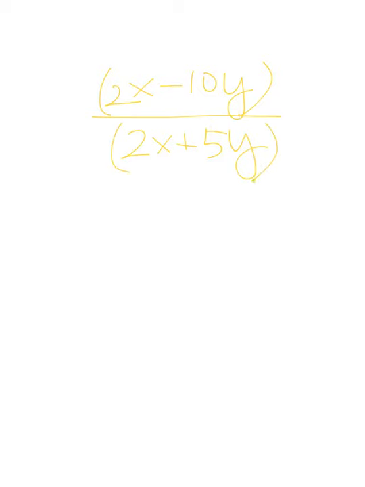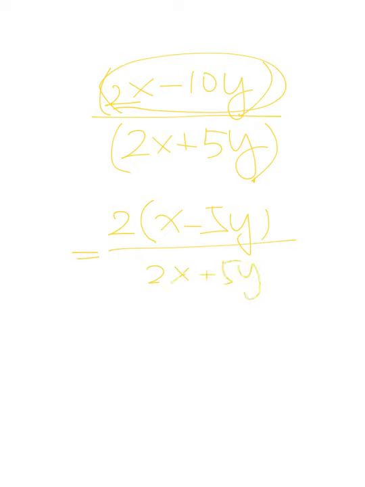So how we should check it is that we need to check, are there any factorizations that we can do? Actually, yes. For the numerator, it becomes 2 times x minus 5y. But after the factorization, is any term divisible from the numerator or the denominator? No. So this one should be the answer.